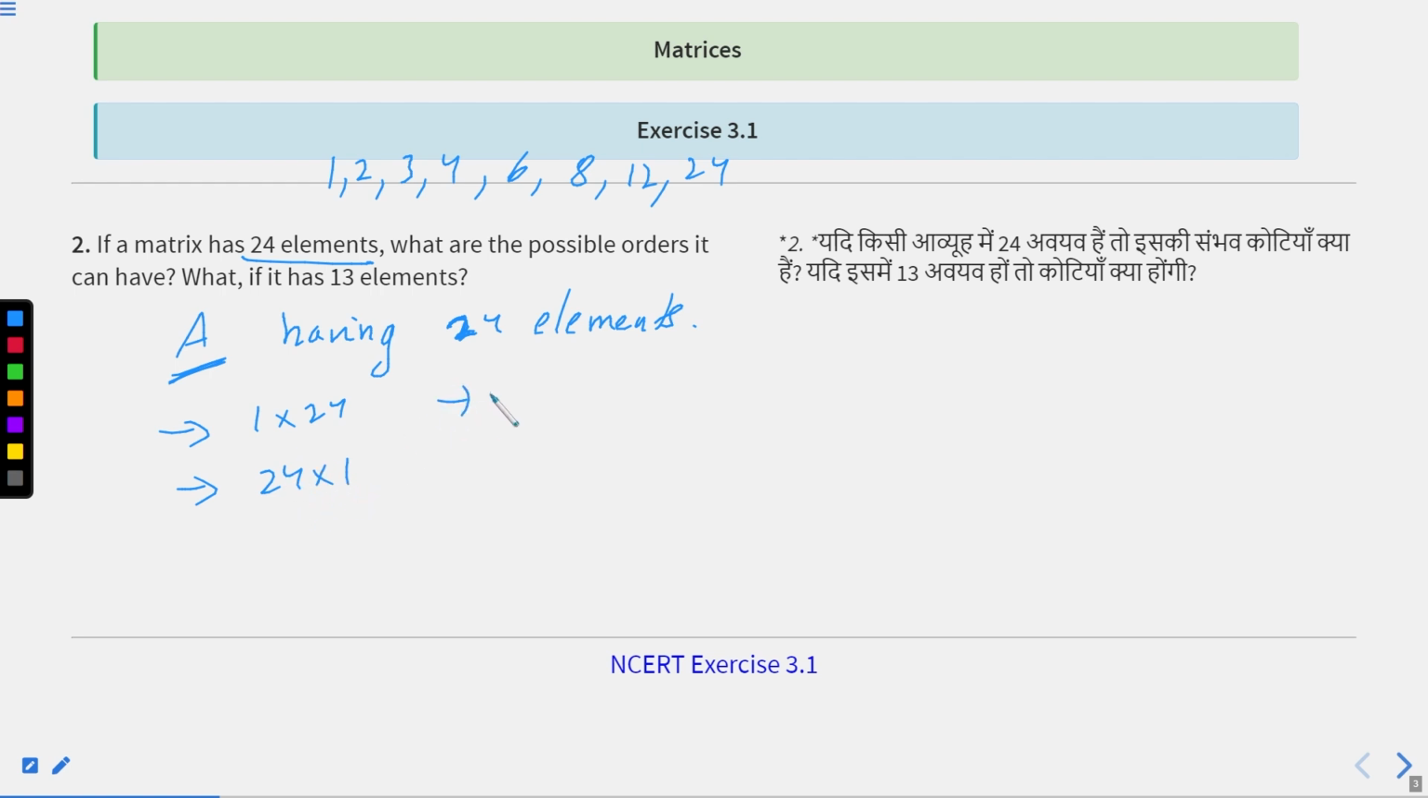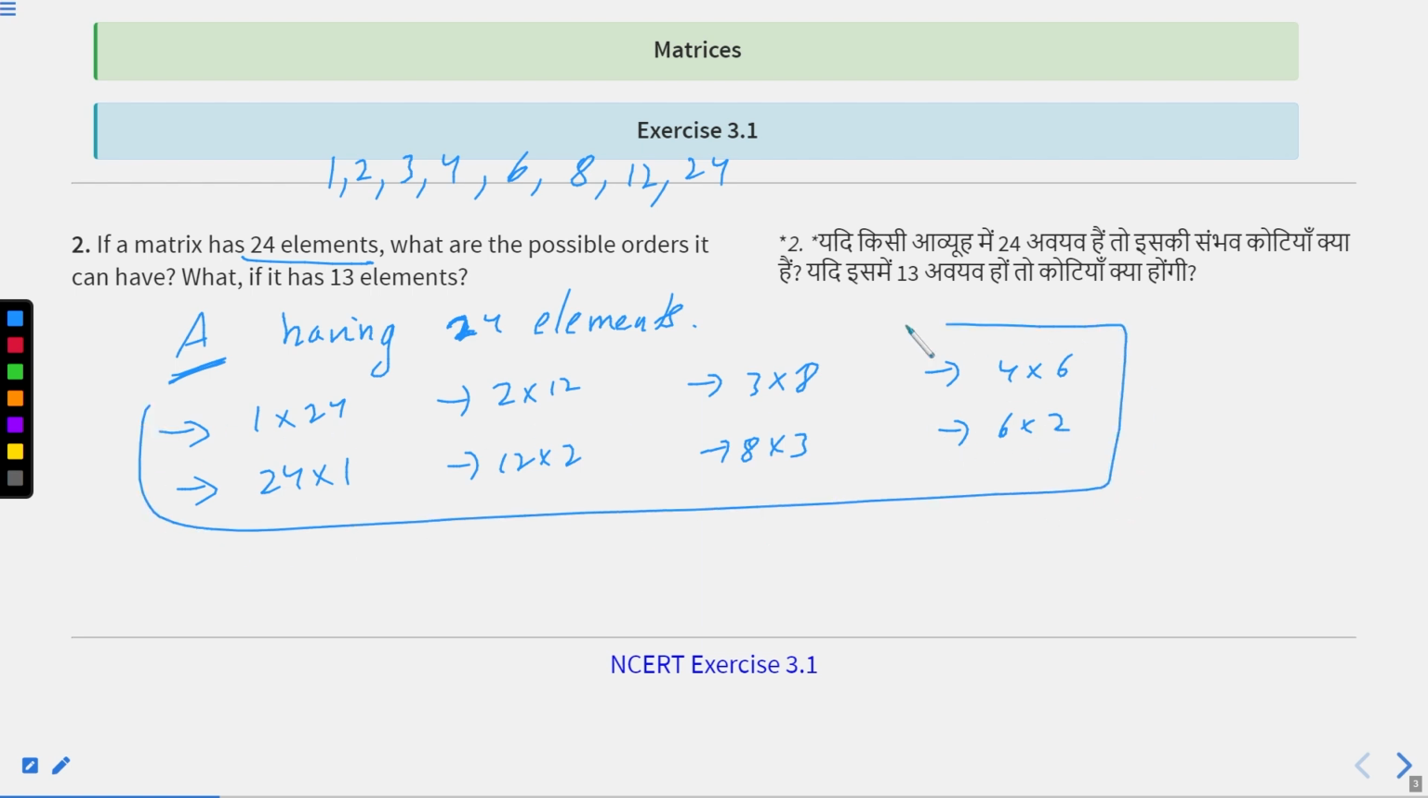Now 2 multiply 24, and 24 multiply 2, having 2 rows and 24 columns. Here having 12 rows and 2 columns. 3 multiply 8, and 8 multiply 3: 3 rows 8 columns, 8 rows 3 columns. 4 multiply 6, and 6 multiply 4. These are the only possible ways you can think of. I hope that it is clear.